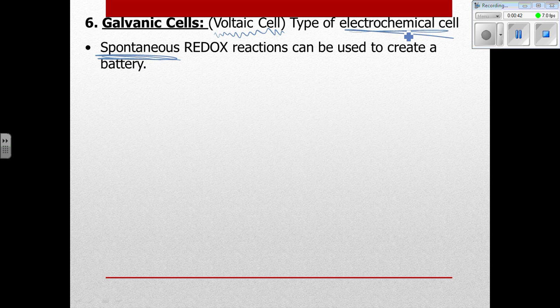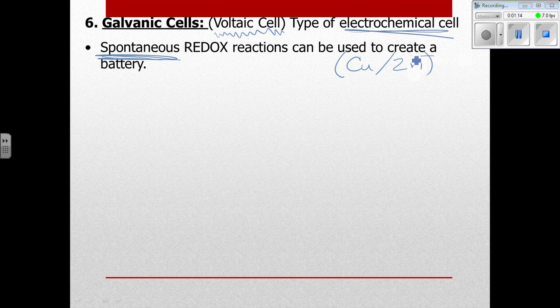Okay, so what we're going to do is take a look at spontaneous reactions, and again, we can look at table J. So the two metals that we're going to use today to create this battery are copper and zinc. The first thing that you can do is look at table J, and you can see which one of those chooses to be oxidized and which one chooses to be reduced. And zinc is oxidized.